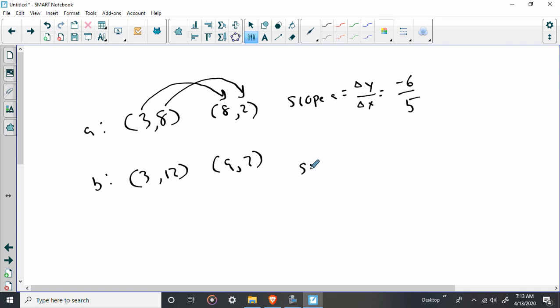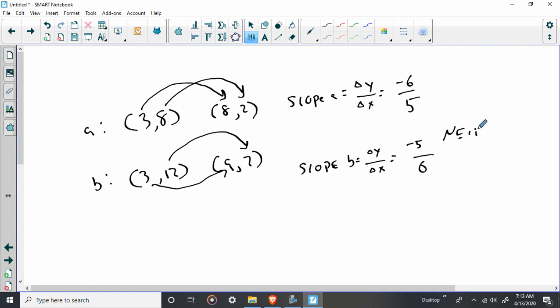Your slope of B, again, is your change in y over your change in x. Your y's went down by 5, and your x's went up by 6. So these are neither. Your fractions are flipped, but they're both negative. So again, it's got to be that two-step process.